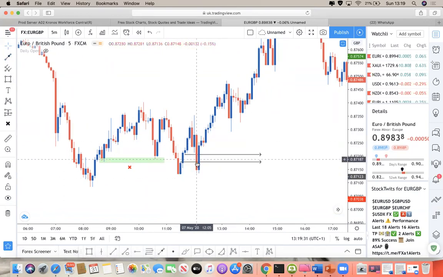Went up, came back into the imbalance. This is where you're buying, and your stop loss is right here, so they will not take you out of the trade. There is something that I want us to know. Let me show you first.